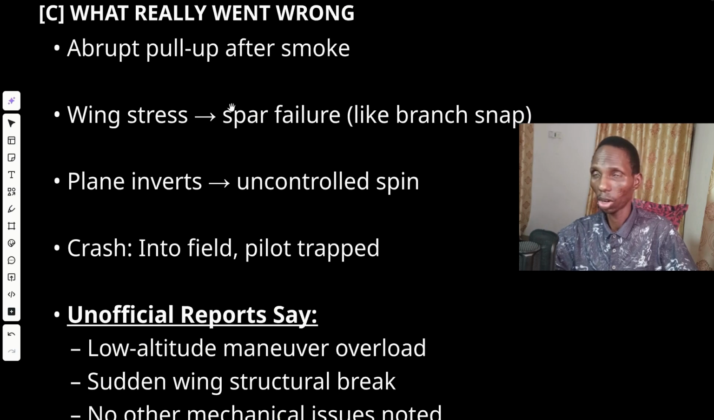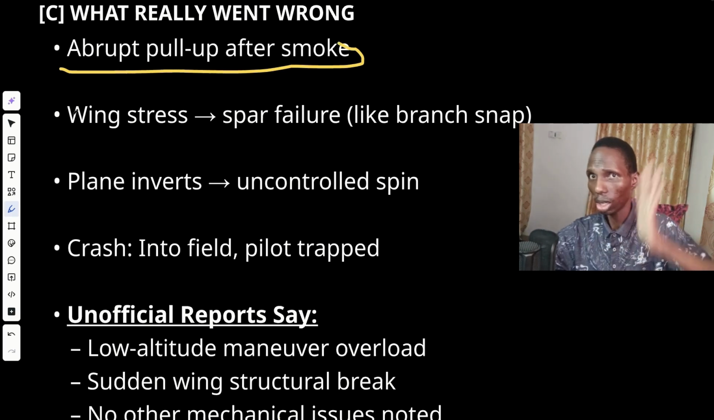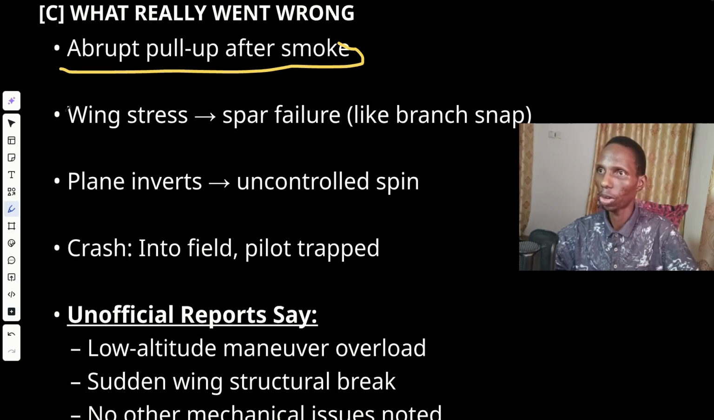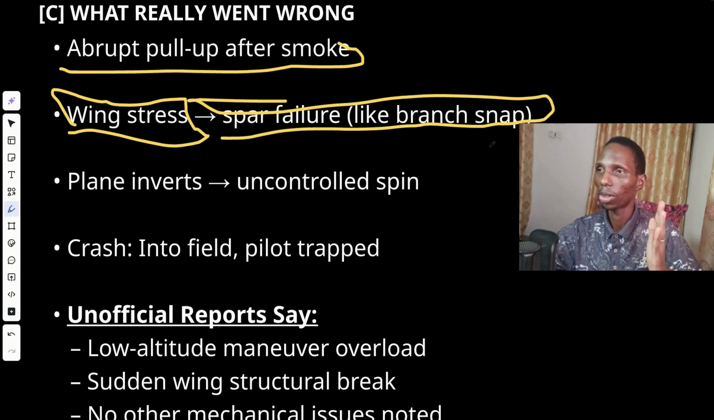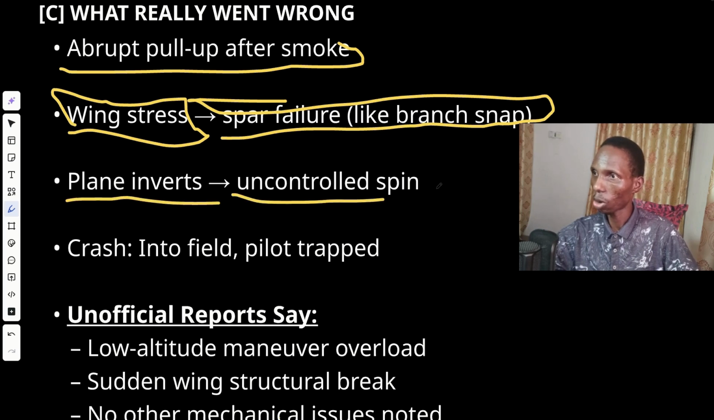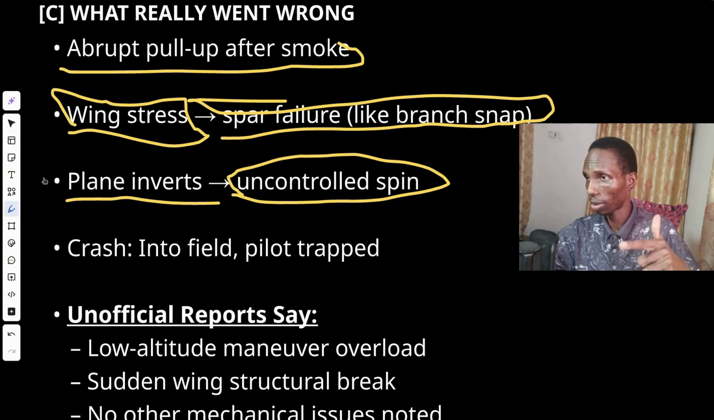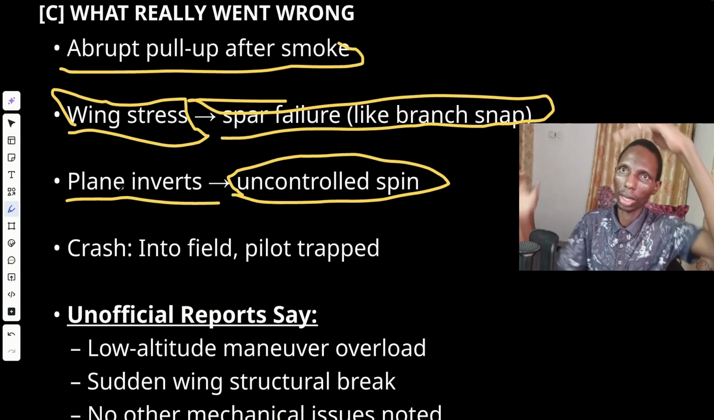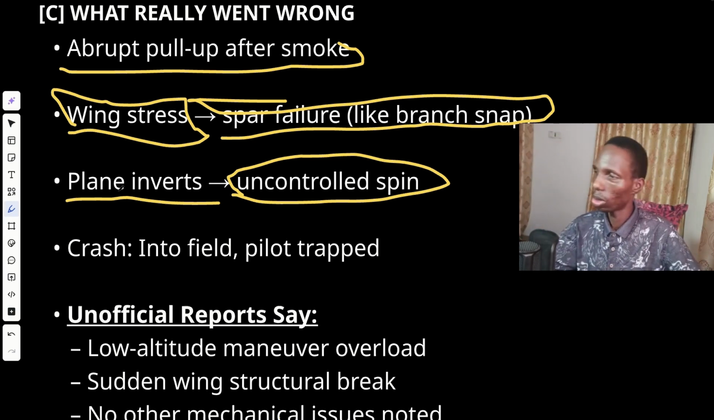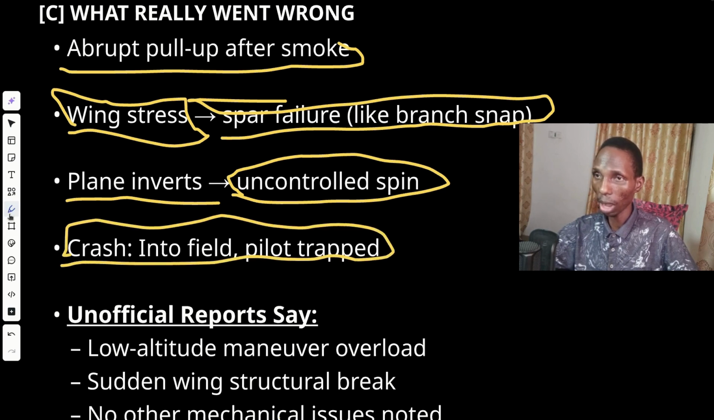So what really went wrong? Basically, after dropping the smoke, maybe trying to pull straight up, it caused higher stress on the wing and caused a spar failure, like a branch snapping suddenly. The plane inverted and it caused an uncontrolled spin, as you saw in that picture, because once the left wing twisted up, it created imbalance, then as it tumbled, the other wing also twisted, and so it just crashed into the field and the pilot was trapped.